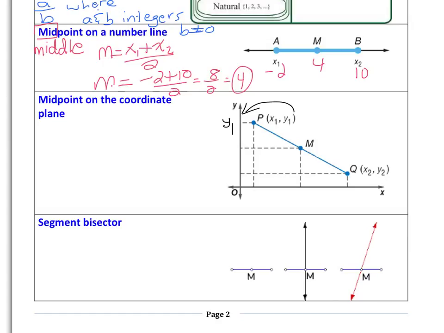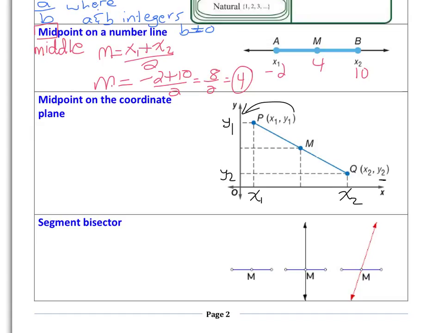And where would Q's location be on the y-axis? That would be y sub 2. And likewise, P's location on the x-axis and Q's location on the x-axis, we could just look at its placeholders here for the x location. And so we can take each separately and see where the middle is.